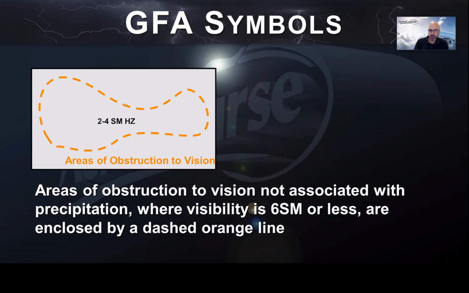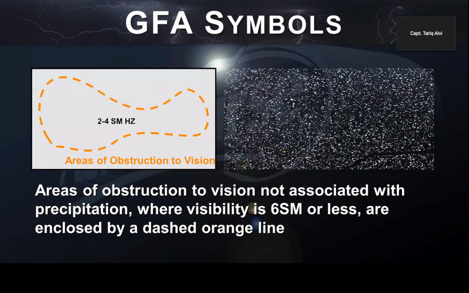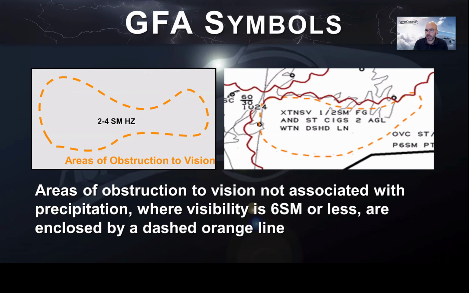Areas of obstruction to vision are surrounded by this amber dotted line. And they are only used if whatever that is is not due to precipitation. So fog and stuff like that would be there, but if it was heavy rain and visibility was half a mile, they wouldn't put an amber dotted border in there. It's obviously half a mile due to all the other weather. Those would be standalone obstructions to vision.